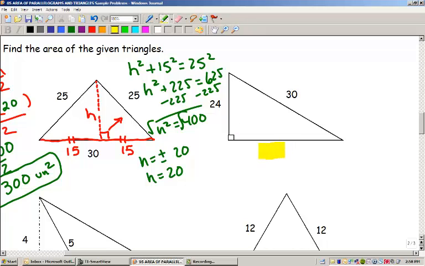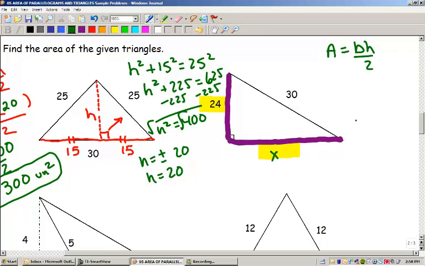And remember, with the right triangle, the two pieces that are going to be my base and the height are the two sides that form the right angle. I need this side and I need this side. But again, one of the sides is given to me, the other one is not. So let's start with the formula. A is equal to B times H over 2.